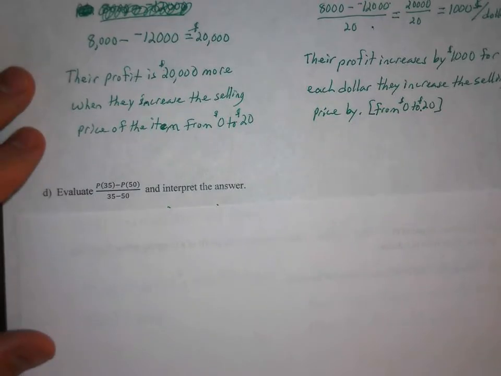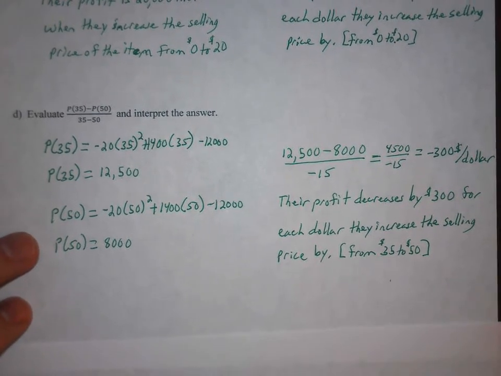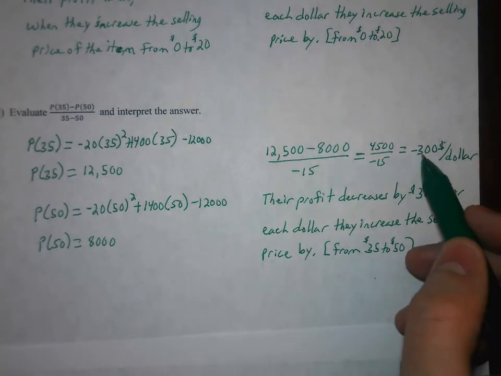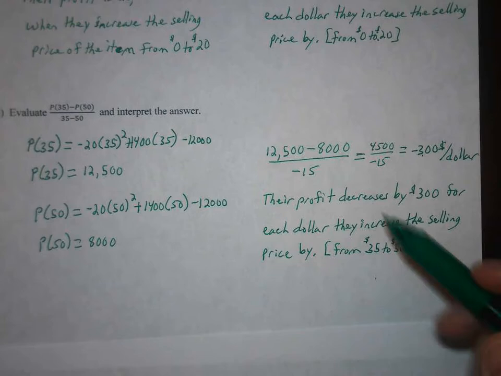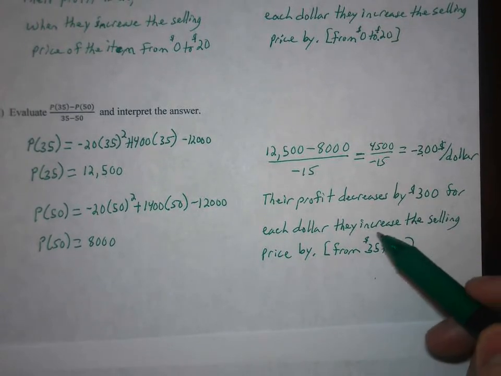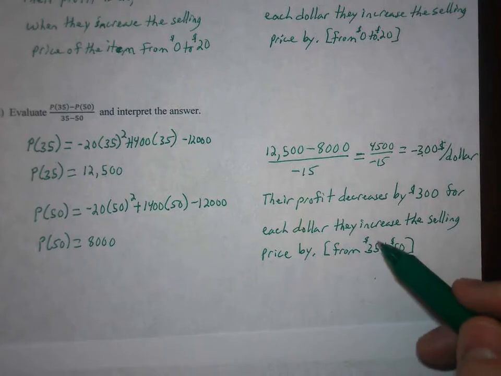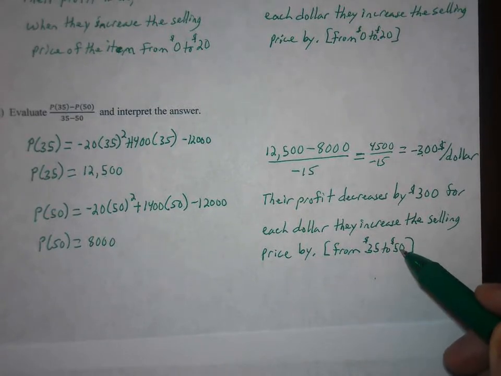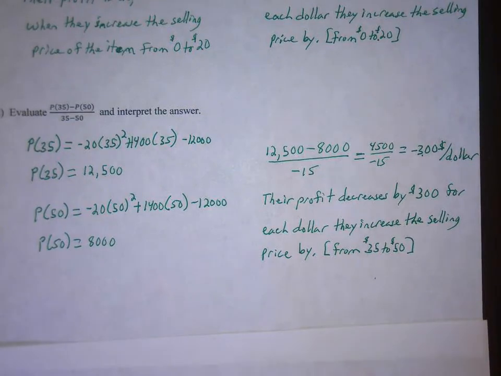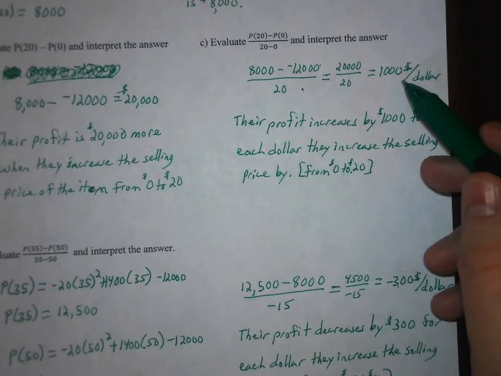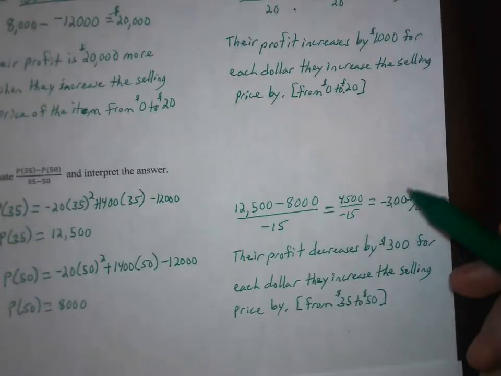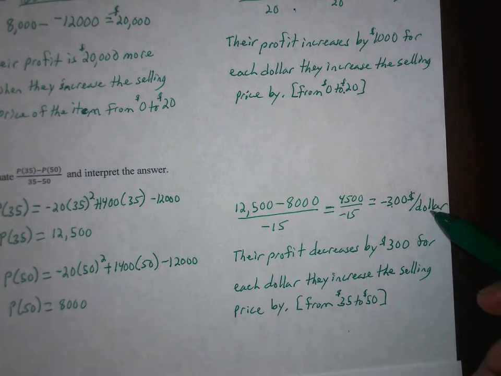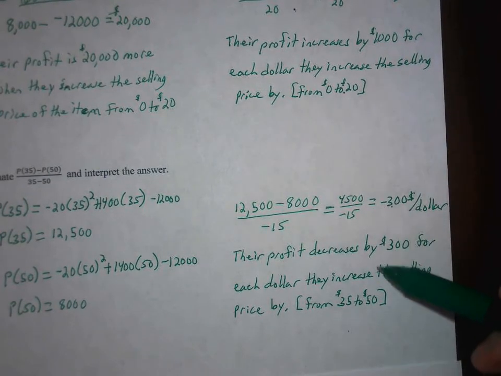So now, when you do that one, you end up with negative $300 per dollar. So what that means is their profit decreases by $300 for each dollar they increase the selling price by, from $35 to $50. Now, if you're thinking, well, Marks, that makes no sense at all. You're saying up here, their profit increases by $1,000 for every dollar increase in the selling price, and down here they're losing $300 for each dollar increase. Well, notice those are on different intervals.